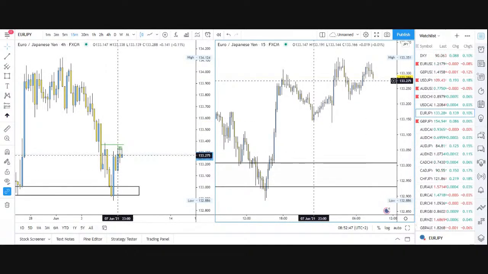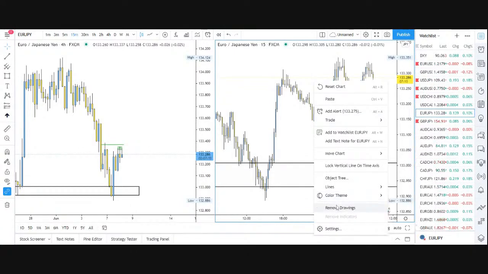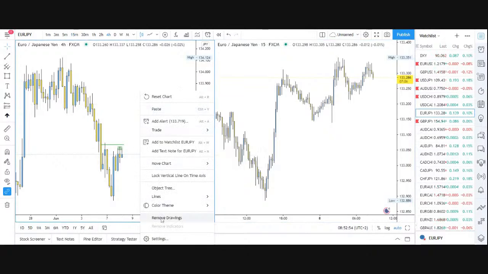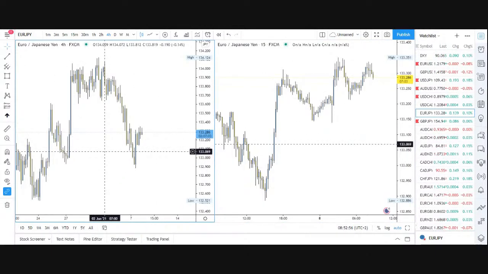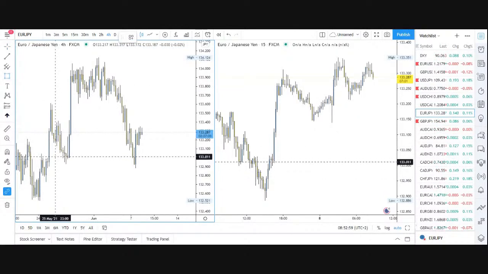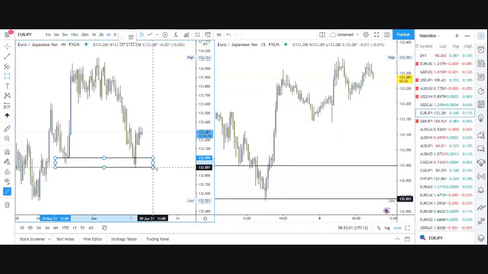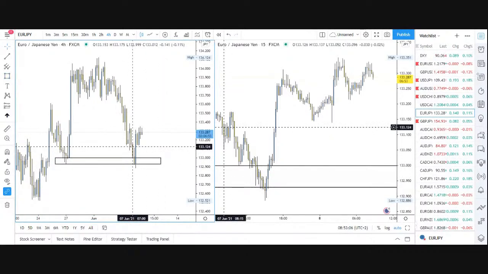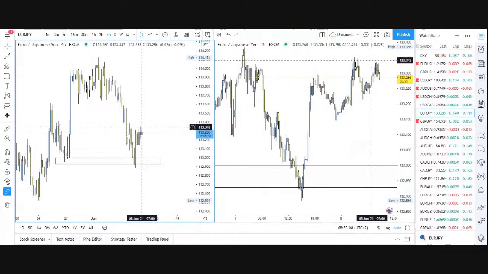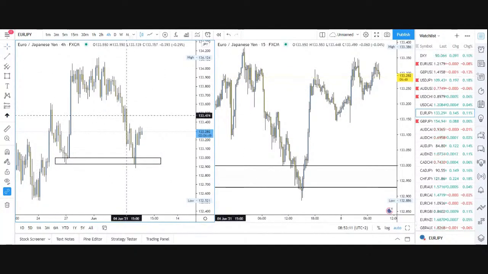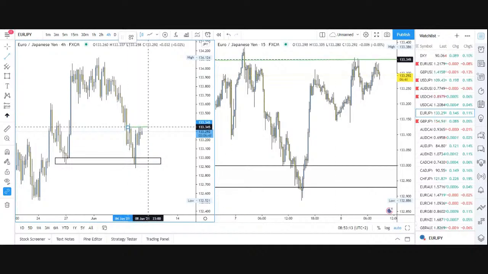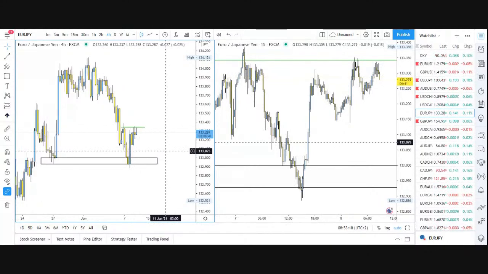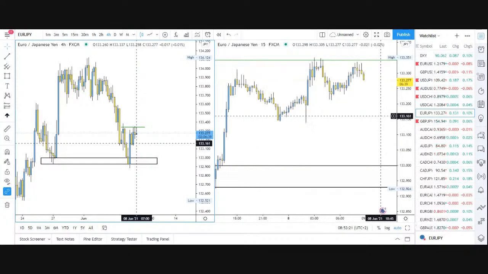Euro JPY. Remove these, and then remove these. This is your last low, that's holding price higher. I think this right here is important. You can see weak rejections right now, possibility of price going lower.